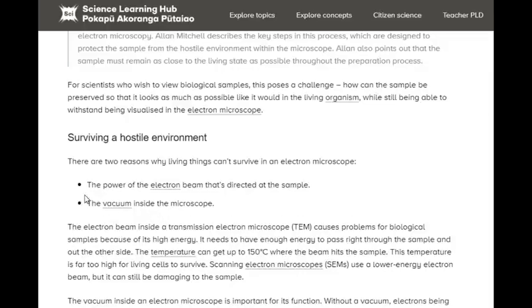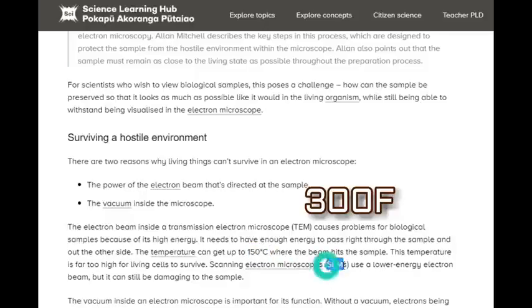So we hear the man. A virus is of course not a living thing, but an electron microscope will destroy it. The temperature causes problems for biological samples, and that is because of its high energy. This beam passes through the sample and the temperatures can reach 150 degrees Celsius.